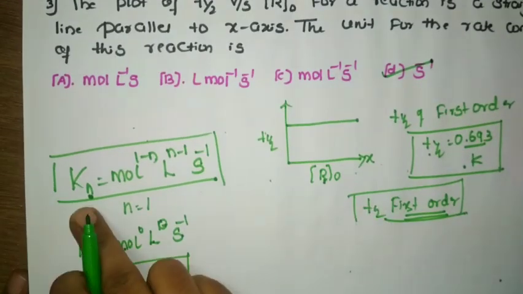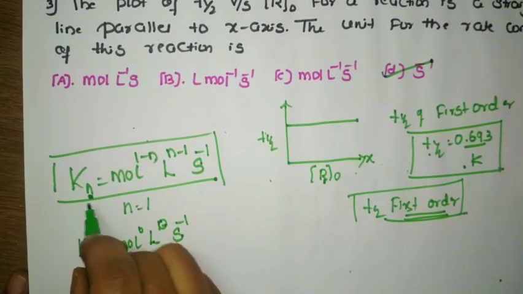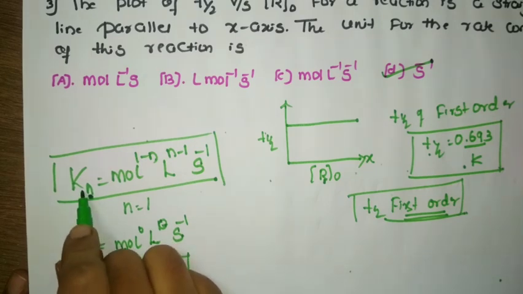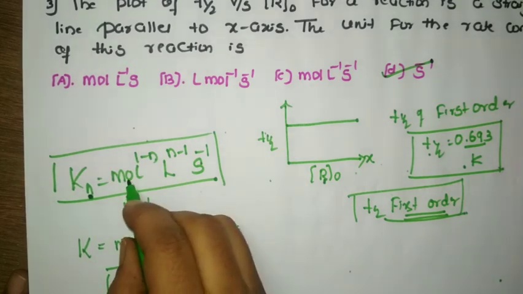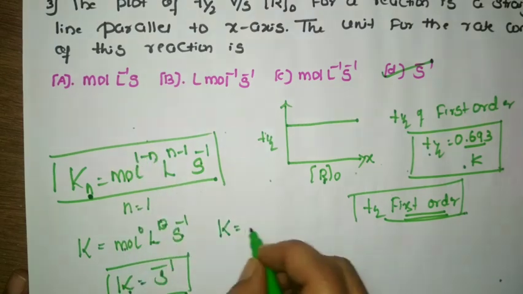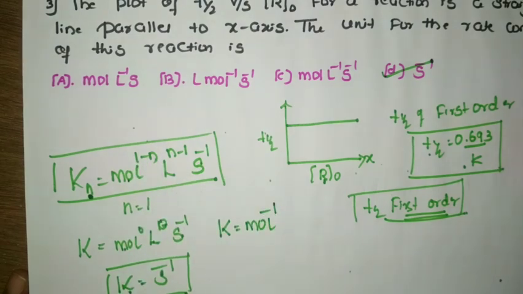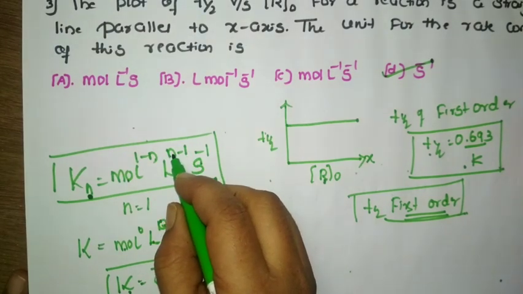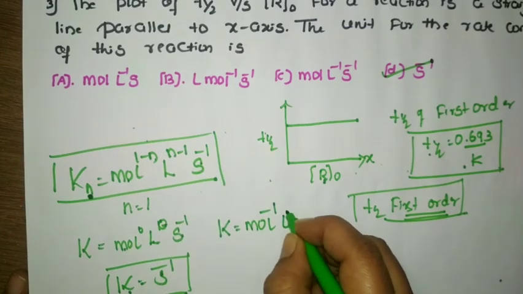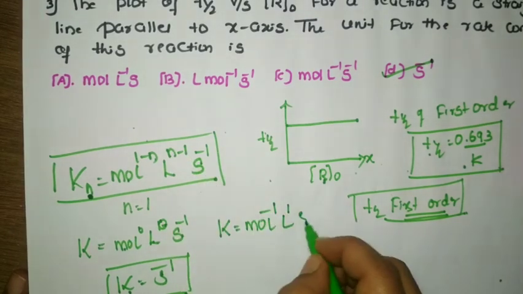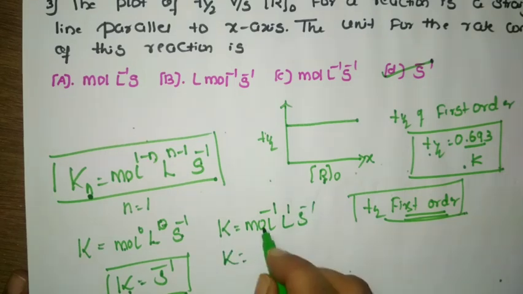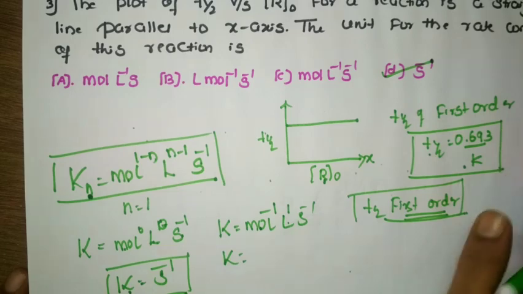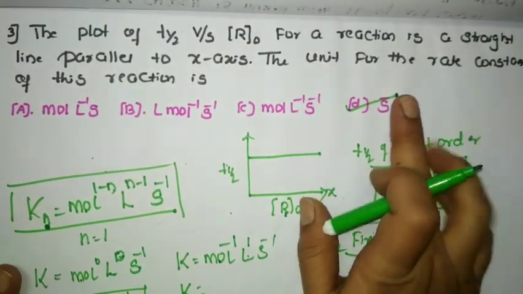Similarly, if you need to find out for the second order, in place of n, you need to put the value 2. So what happens here? K is equal to mole^(1-2), that is mole^(-1), liter^(2-1), because the n value is 2 as we are finding for the second order, so liter to the power 1, and per second as it is. So K is equal to per mole liter per second for the second order. This is how you need to find out the order of a reaction. So for this question, the answer is per second.